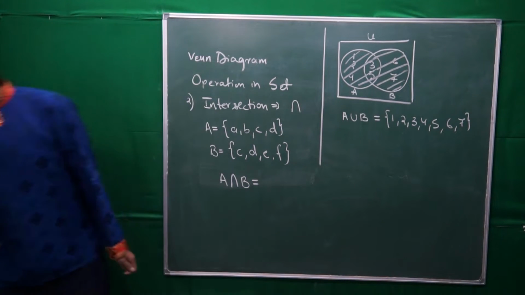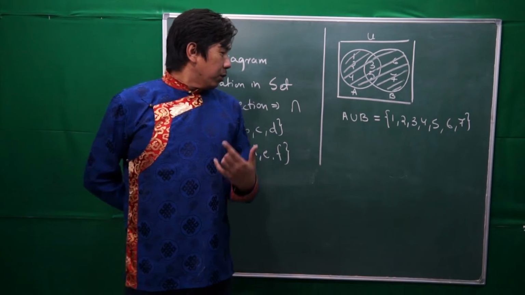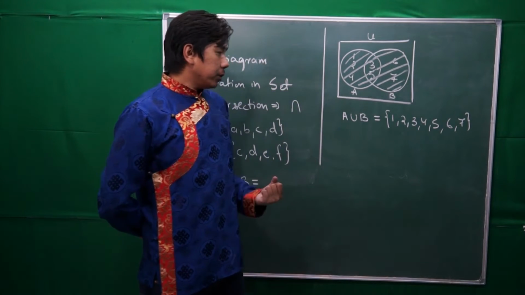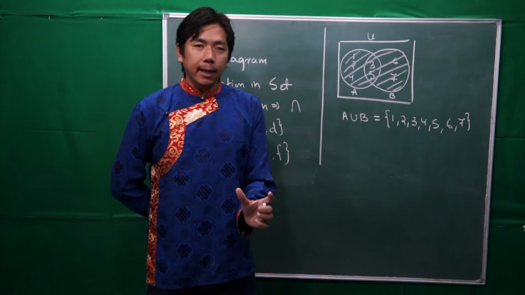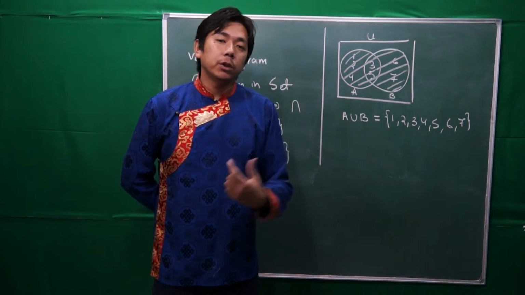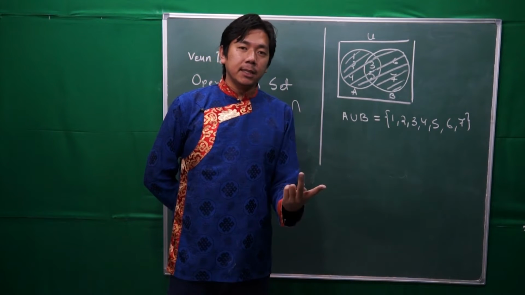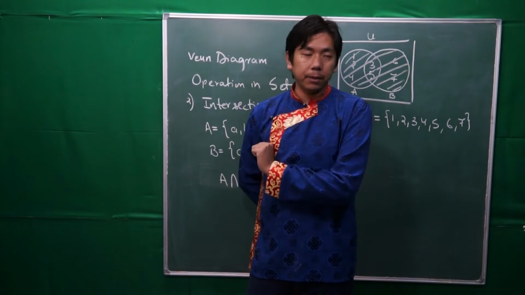Alright. In union, what we did was we wrote all the elements together. Now opposite to this, in intersection, what we will do is write only the elements that are in both the sets. The elements that are in both sets will be the set of intersection.